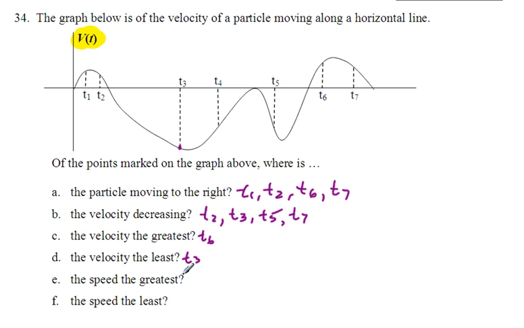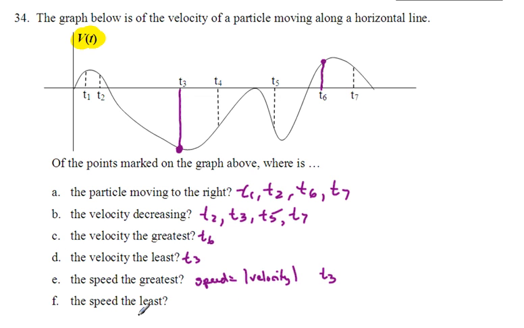Now next we're asked about speed. When is the speed the greatest? Recall that speed is the absolute value of velocity. So now we don't care about whether it's negative or positive, and we can see that T3 is much farther from 0 than T6. So our particle is zipping along much faster at T3, just in the left direction. So that's when it's the greatest.